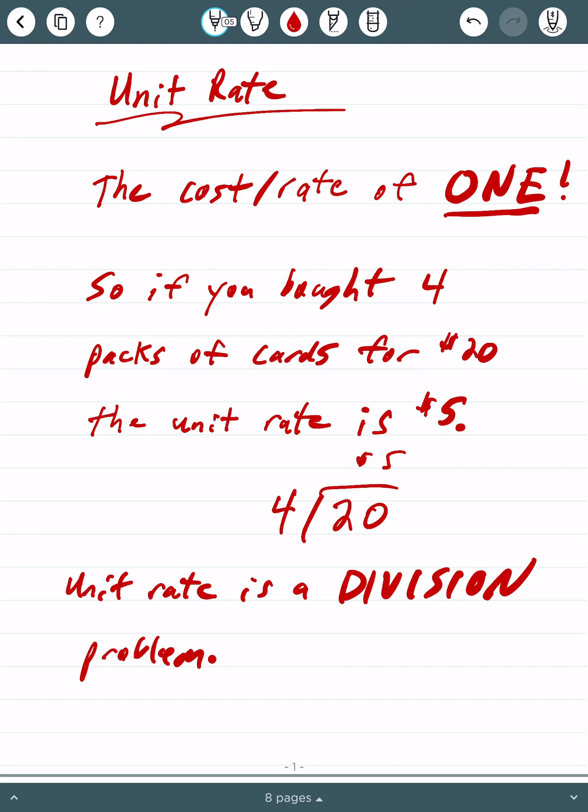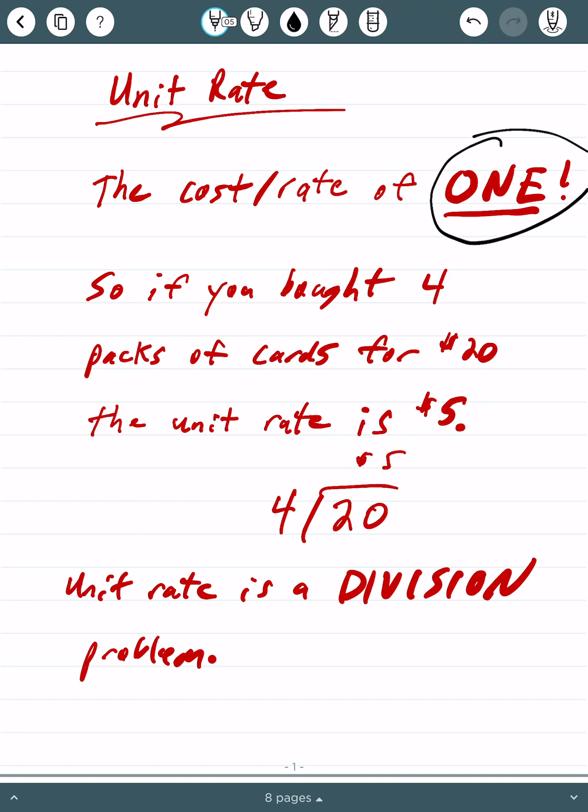Now, you've probably seen a little unit rate in the past, or at least I hope you have, but we're going to review this and then we're going to move on, okay? Unit rate. A unit rate is the cost or the rate or the whatever of one, okay? Not of 10 or 8, just how much is one, okay?